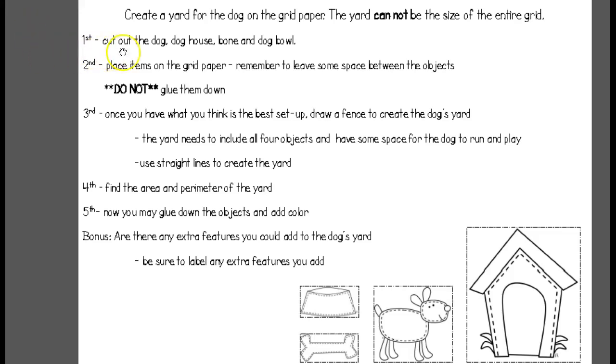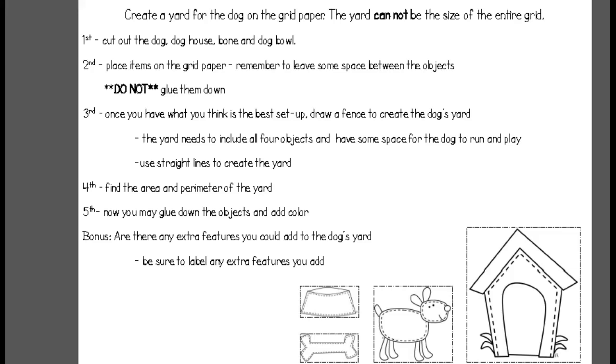Follow the directions. Cut out the dog, the house, the bone, and the bowl. You might want to color them first, make them really pretty, and do good cutting on the lines here. Okay, then next, place the items on your grid paper. So the next page is your grid paper. Okay, you're just going to stick them there, and it says to leave some space between the objects. Do not glue them down at first. Okay, you might want to decide different places of where you want to try them out for your yard.